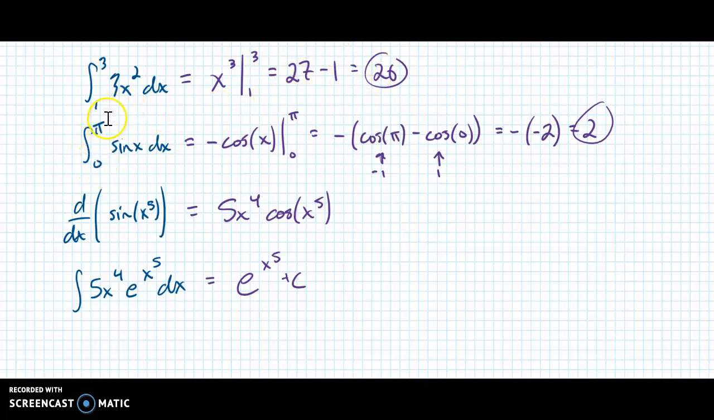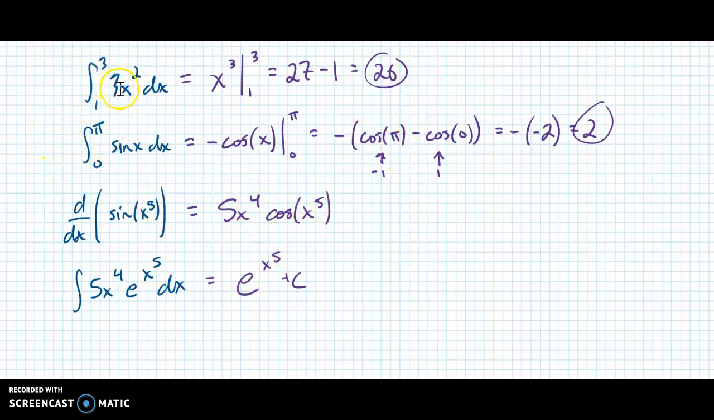Integral from 0 to pi of sine x dx. Well, that is negative cosine of x evaluated from 0 to pi. That's probably the error that will be most likely committed, so I leave the negative out front. And then I do cosine of pi minus cosine of 0. Cosine of pi is negative 1. Cosine of 0 is 1. Gives me this, which is 2. And then these two, I'm not going to go into an explanation of. Let me talk about these at first.